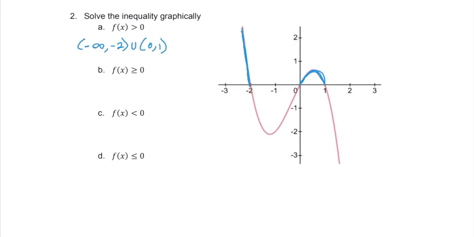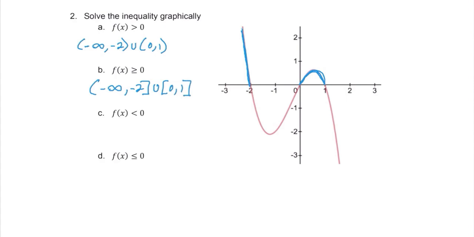Whereas in example B, we have a very similar question, but now we can ask where is it greater than or equal to 0? In other words, where is it above the x-axis or on the x-axis? We can now include those x-intercepts. So -infinity to -2, bracket, union, bracket 0, 1, bracket.